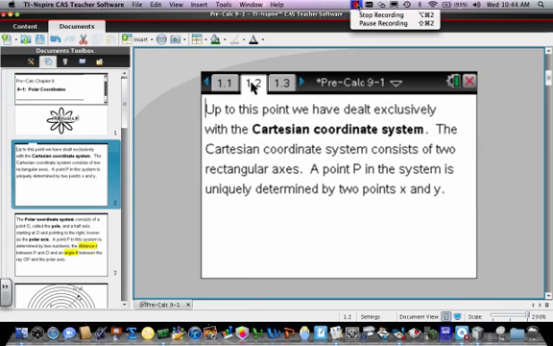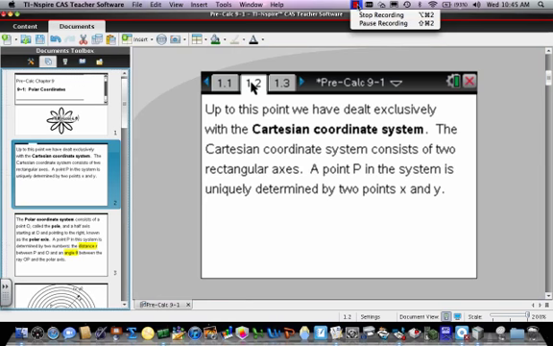As you can see on this slide, most of you are really familiar with the Cartesian coordinate system. That's your typical X and Y axis. And of course, when we have points on there, it's just determined by an X coordinate and a Y coordinate.